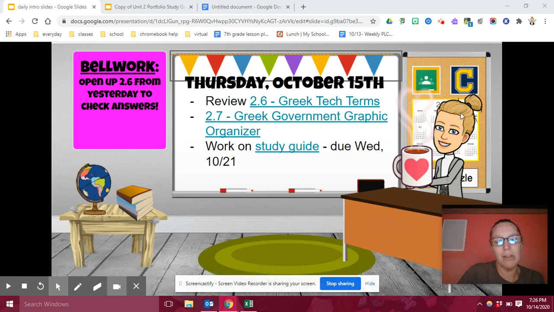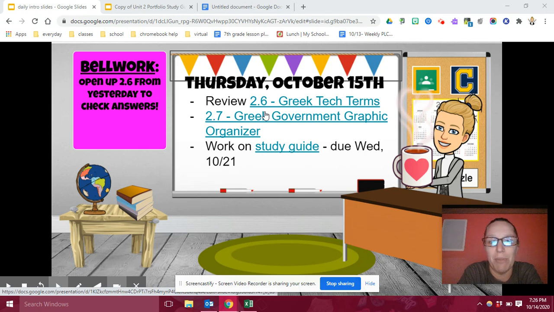All right, so here you need to make sure you have 2.7 Greek Government Graphic Organizer open in a different tab. Remember that you can split your screen by hitting Alt and the two brackets that are next to the P button. So then you can have me on one half and have your open document on the other. Whatever works better for you, you can listen and then fill in as you go.